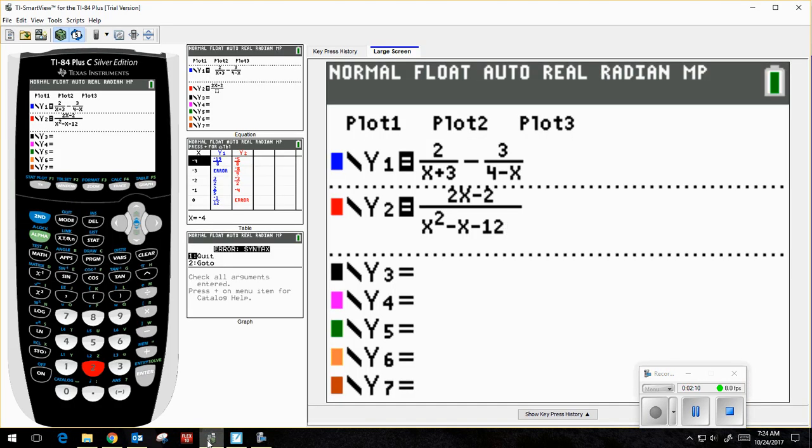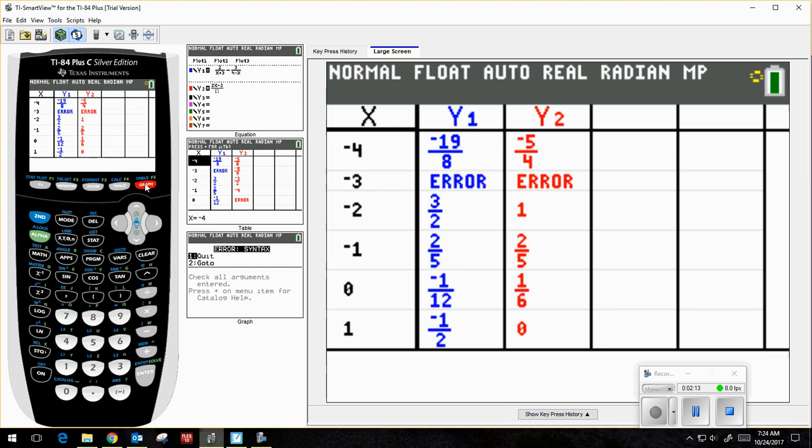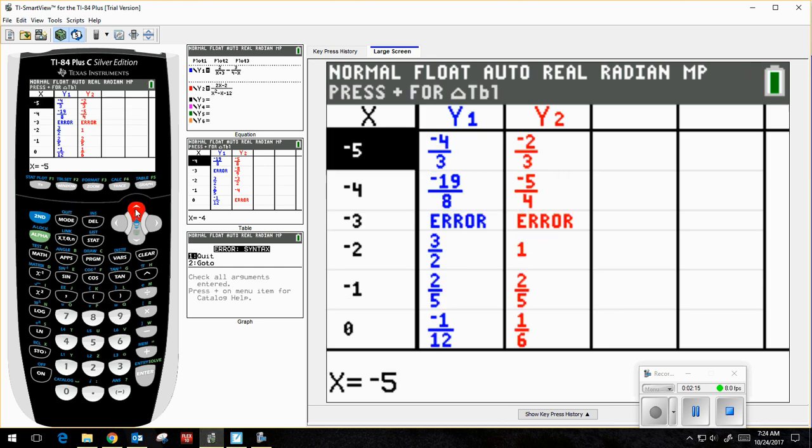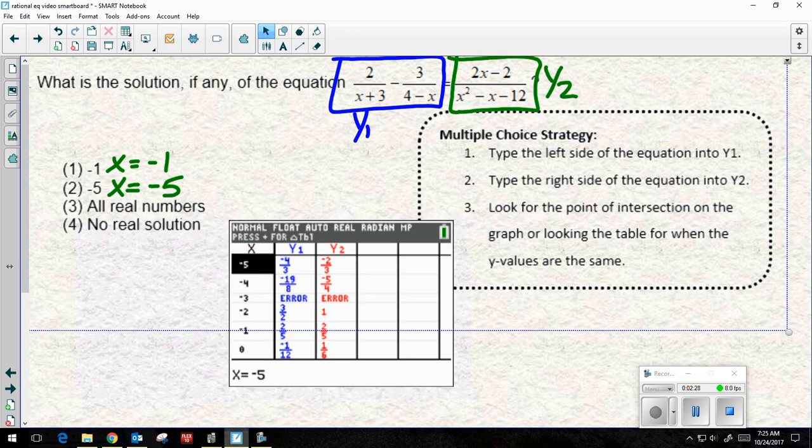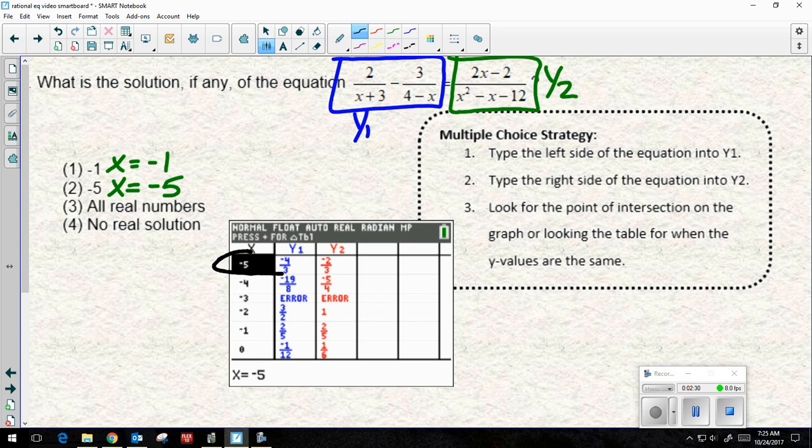So let's go to my table. Second graph. Here's my table. I'm going to scroll up, so now you can see I have -5 and -1 in the same table. So let me take this table and bring it in so we can take a look at it. At -5, are my y values, y1 and y2, those two columns, the same? No. So choice 2 is not my answer. At -1, are they the same? Yes. So that could be my answer.